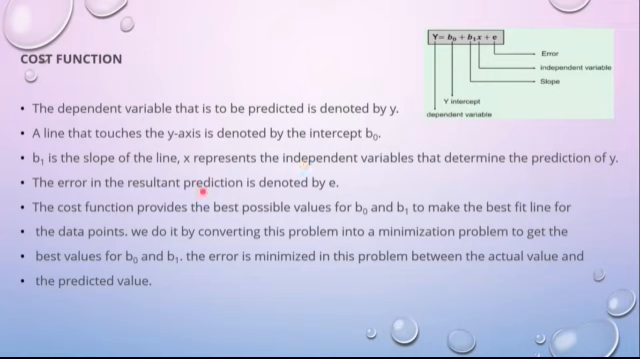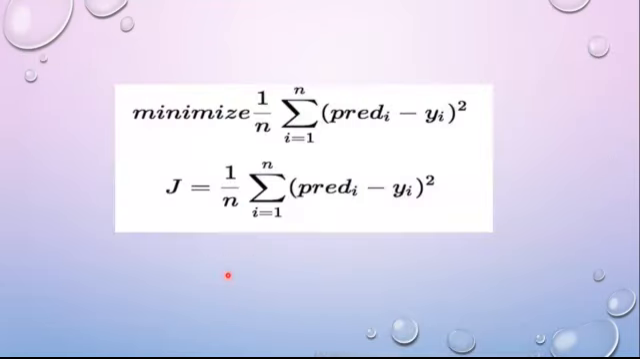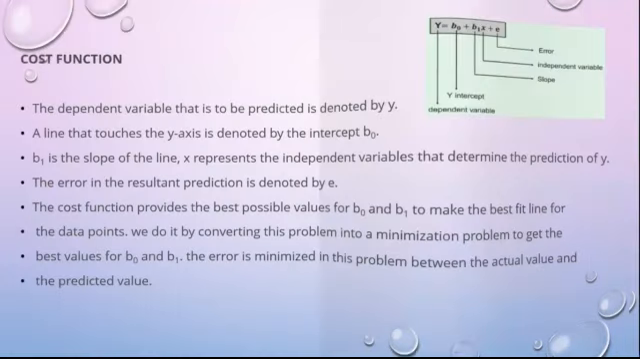The error in the predictions is denoted by the term E, and the cost function provides the best possible values for B naught and B1 to make the best fit line for the data points here. So like that we can minimize the errors as we discussed now, that is, between the actual value and the predicted value. Then go for the formula. Minimize 1 by n sigma i equals 1 to n of (prediction minus yi) whole square. Then another formula: J equals 1 by n sigma i equals 1 to n of (prediction minus yi) square. This is a formula you can use for determining the cost function properly.